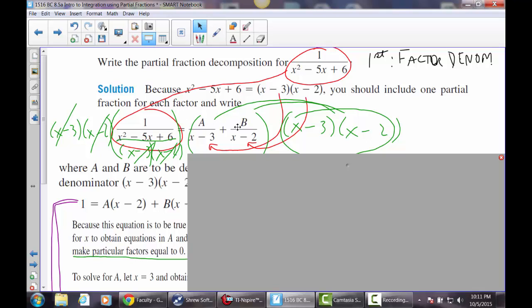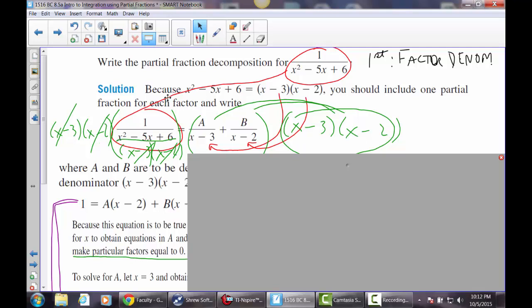Do keep in mind when you get my solution key back from a test, I might have put my x minus 3 here and my x minus 2 here. My A might be your B, my B might be your A, but it doesn't matter. Now I'm going to put plus. If it turns out that it's actually a difference of two fractions, the B will be negative, so just assume it's plus for now. So I have an equation, and what I'm going to do is multiply both sides of that equation by the LCD of both sides, which, since this one is x minus 3 times x minus 2, is x minus 3 times x minus 2.